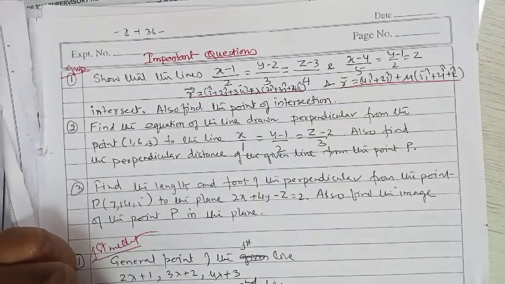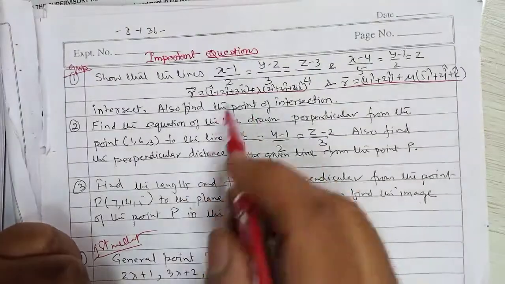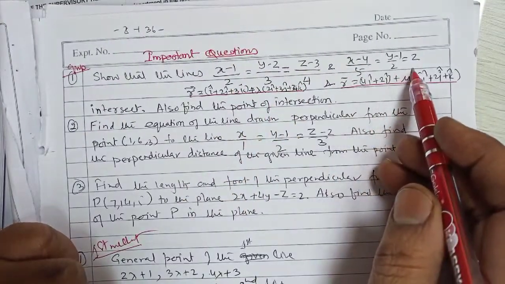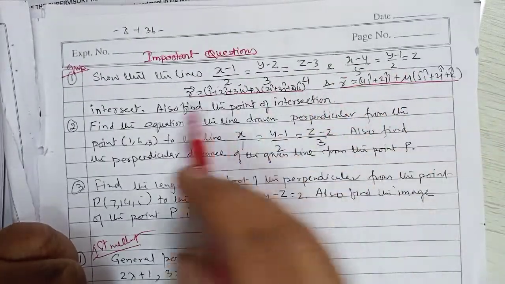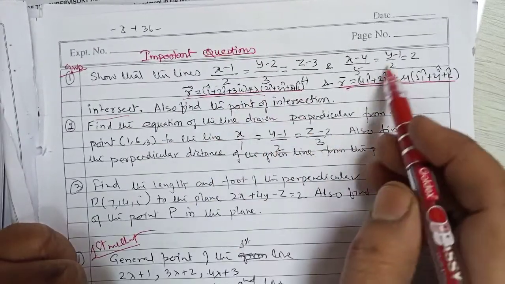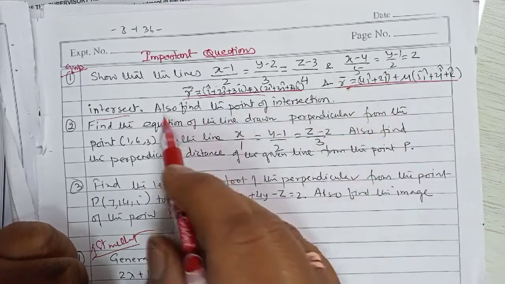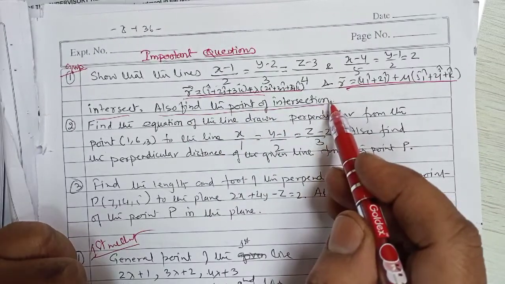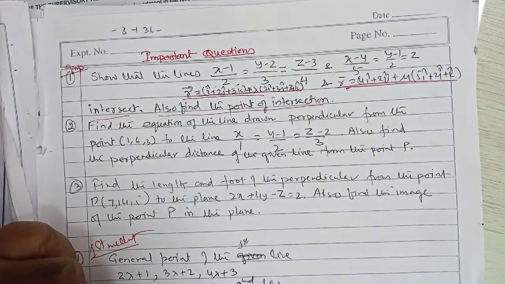So, question number 1: show that the lines intersect. These two lines intersect. I have written the vector form of the same line. Also find the point of intersection. At which point they intersect, you have to find that point also.